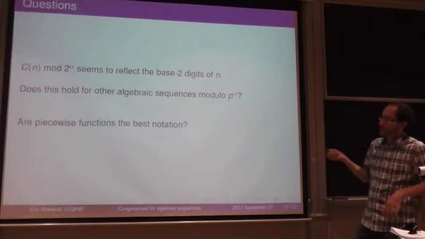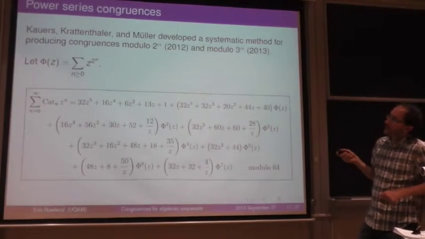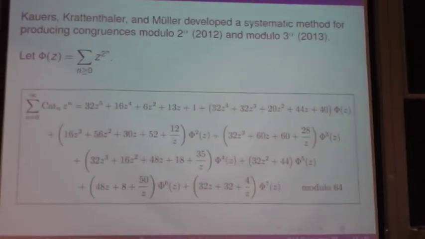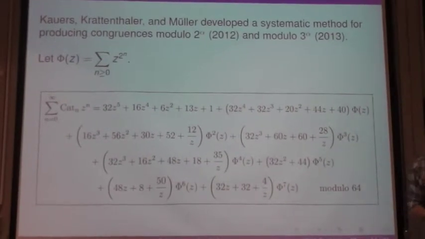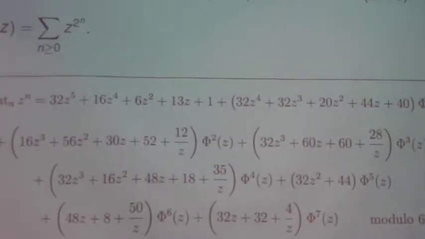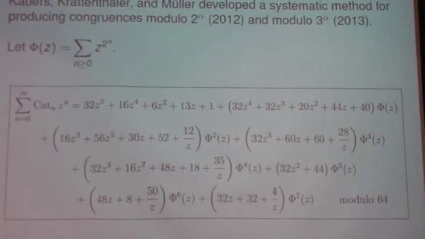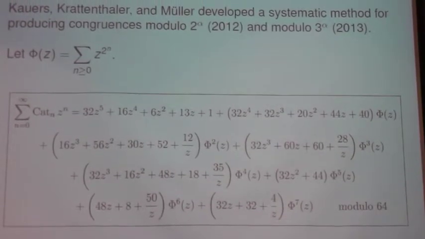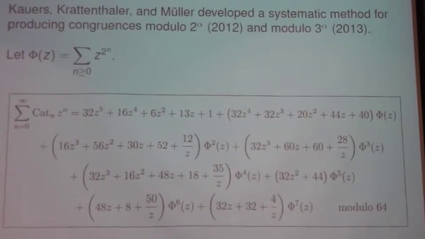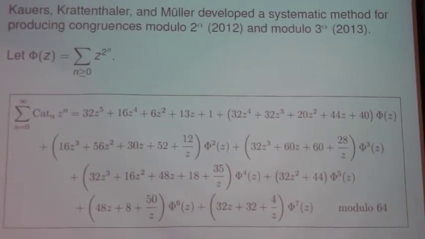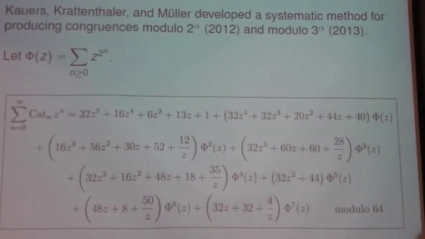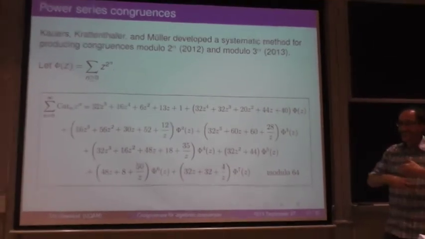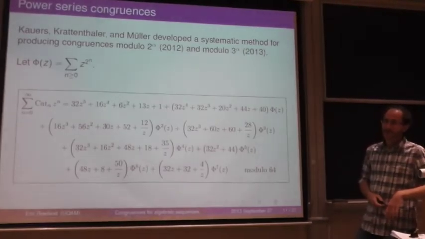Okay, so I want to mention one little detour, which is that [the authors] and Mueller developed the first systematic method for producing congruences for algebraic sequences and, more generally, some subset of the class of holonomic sequences. The caveat is that in their first paper from last year, it only works for powers of 2. And then just last month, they had another paper, this one 80 pages long, and this is also 80 pages long. Basically, they replaced all the 2s with 3s, so it hasn't been extended to work for an arbitrary prime yet.